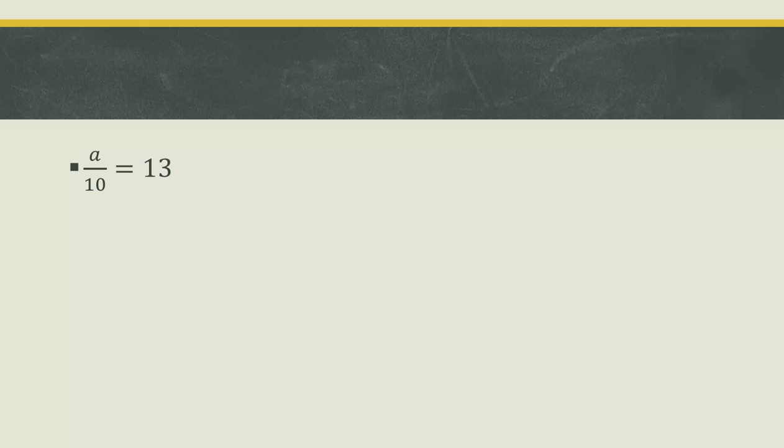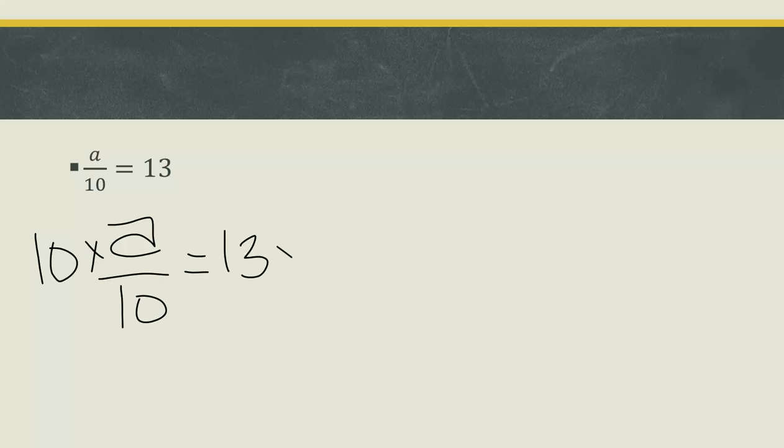Our next problem is a over 10 equals 13. First off, don't worry that it's a. Variables can be any letters. Now, think about what's done to a. Right now, a is divided by 10. I want a to be by itself, so I'm going to do the opposite. The opposite of dividing by 10 is multiplying by 10. So in order to get rid of the divided by 10, I'm going to multiply both sides by 10.